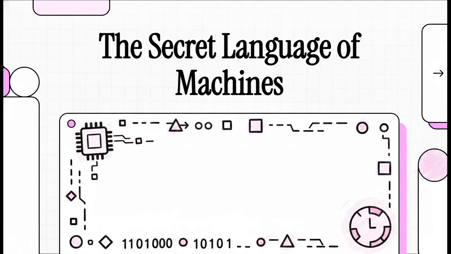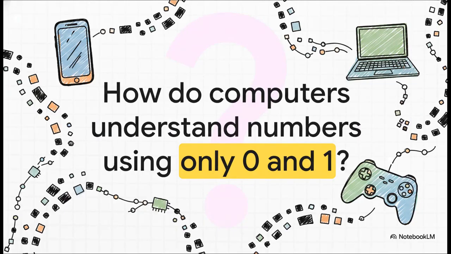Hey there! Today we're going to pull back the curtain on our digital world and decode the fundamental language that powers every single piece of tech you use. Yep, we're talking about the secret language of machines. I mean, really think about it for a second. Your phone, your laptop, your gaming console, they all do these unbelievably complex things. But at their very core, deep down inside, they're only using two symbols, a 0 and a 1.